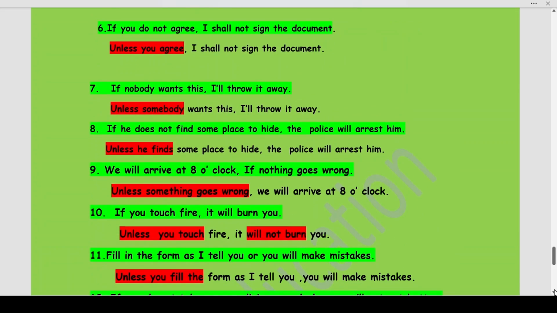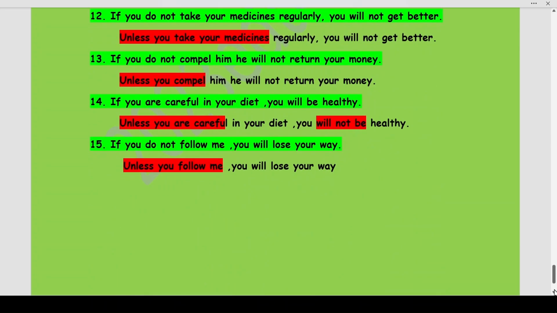Answers are given to you, students. Please first try to analyze and then go through it. It is very easy. It is only that it will start with unless, it will have a condition depending on which the result follows in the second clause. So with this, we come to the end of your conditional sentences chapter, students.